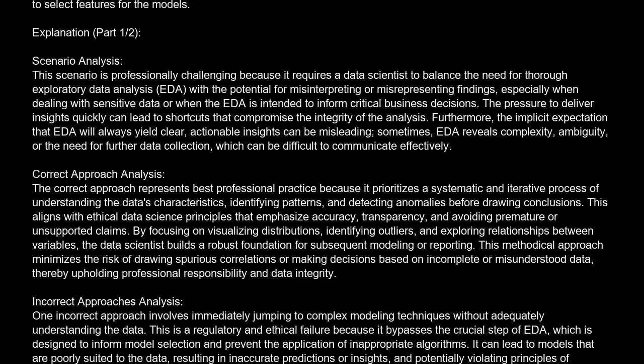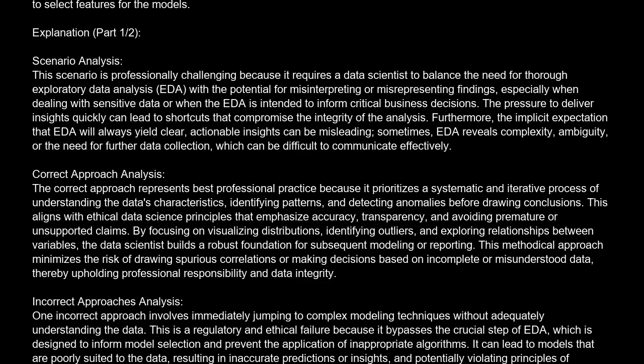The pressure to deliver insights quickly can lead to shortcuts that compromise the integrity of the analysis. Furthermore, the implicit expectation that EDA will always yield clear, actionable insights can be misleading. Sometimes, EDA reveals complexity, ambiguity, or the need for further data collection, which can be difficult to communicate effectively.